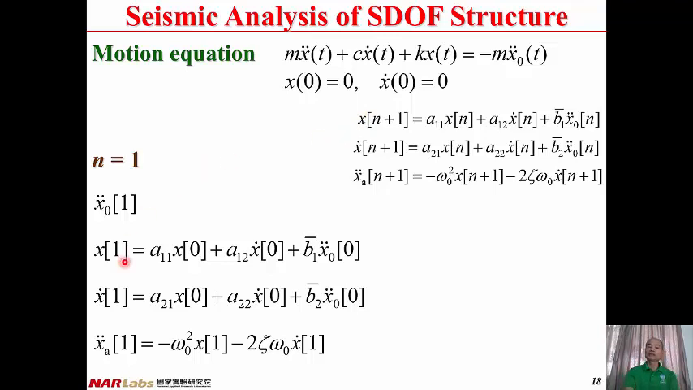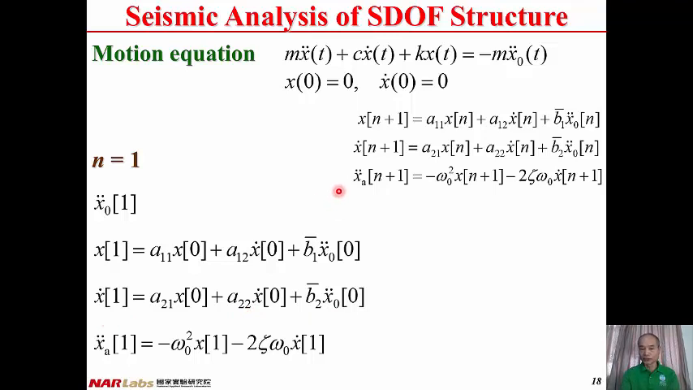Then we can compute the displacement at step 1 equal to A11 times the relative displacement x at step 0 plus A12 times the relative velocity at step 0 plus B1 bar times the ground acceleration at step 0. The information at step 0 has been given or calculated so that we can compute the relative displacement at step 1. Then the second equation is a first order difference equation. From the information at step 0, including the relative displacement, the relative velocity, and the ground acceleration, we can compute the relative velocity of the structure at step 1.